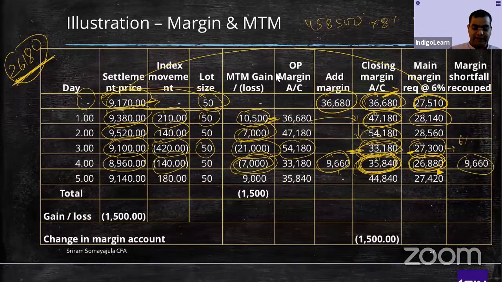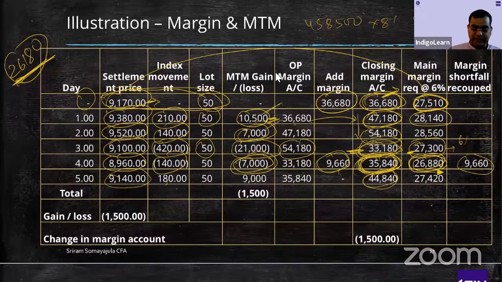And finally, what happened? The stock ended up on the last date at 9,140. So it went up by 180. So 180 into 50 is 9,000. So this 9,000 gets added to your 35,000. It becomes 44,000.